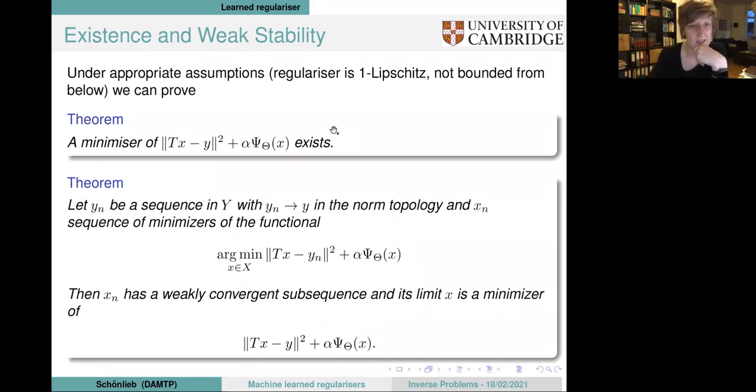So in this setting, you can prove that a minimizer exists. You can prove that you get weak stability, depending on the topology that you have in your Banach space. But you actually can come up with counterexamples showing that you can't get stability in norm or something like that.